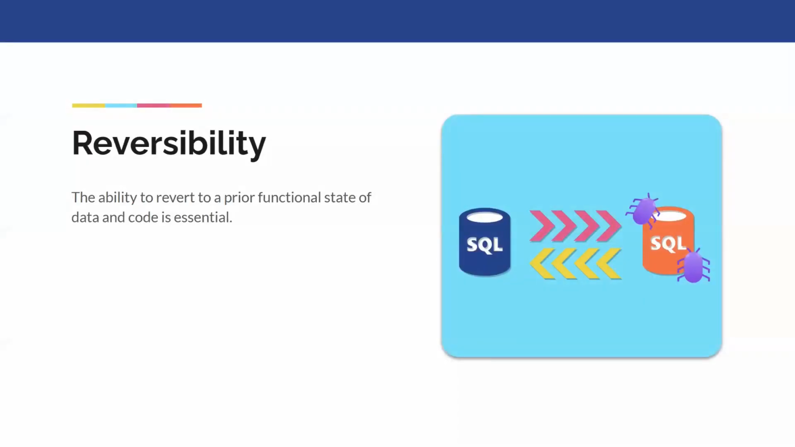A second challenge is reversibility. In the event that something goes wrong during the migration process, the ability to revert to a prior functional state of data and code is essential. In our phone example, we changed the data type to char11 before updating the application code. If this change had broken our app, we would want to be able to revert back ASAP.